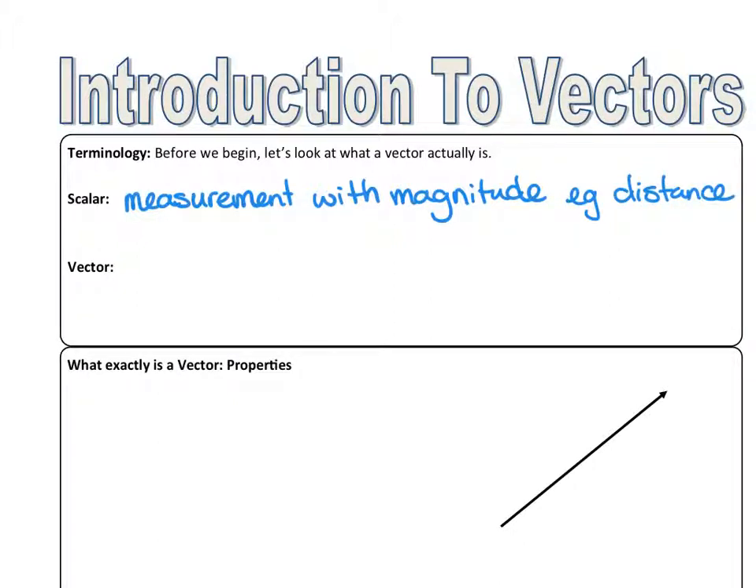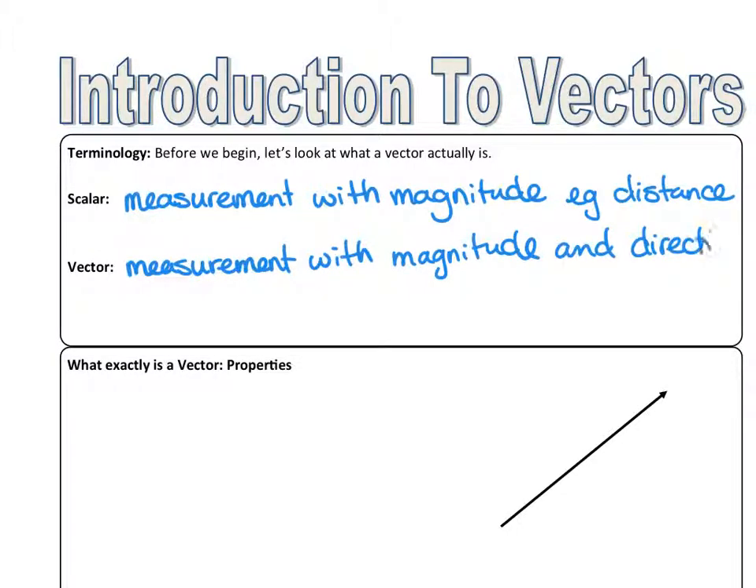A vector is a measurement with magnitude and direction. So that's the difference. So in this, for example, we could say distance north or south or east or west. It has to have a direction with it. So if you want to know the definition of a vector, it is measurement with both magnitude and direction.